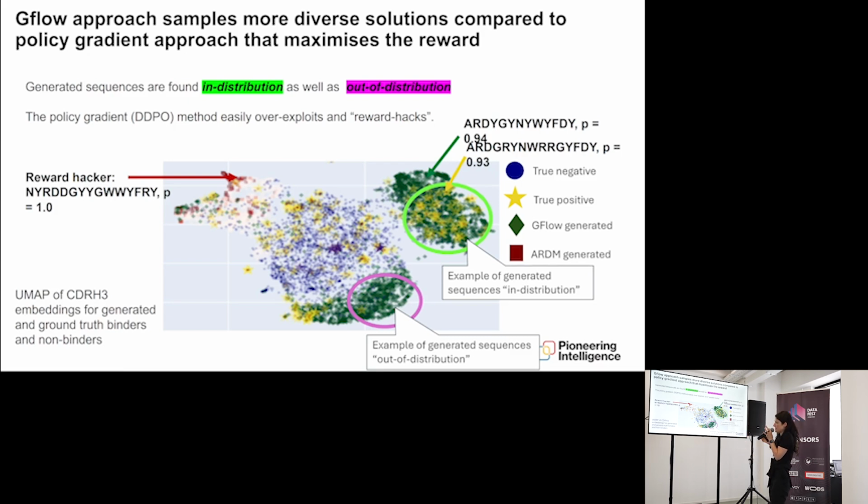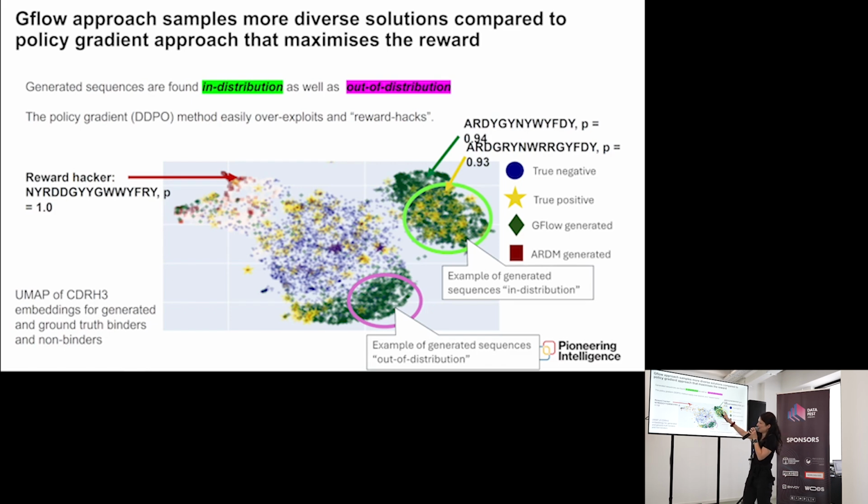So this is a bit of a complicated slide. It's also my last slide, but I'm going to talk you through it. So does it deliver on what it promised? Because I said in the beginning, we tried these different approaches. We just wanted to test them. Do they really work how they're supposed to work in theory? What we find is that the GFlow approach samples more diverse solutions compared to the policy gradient approach that actually just ends up maximizing the reward and becoming very single-minded.